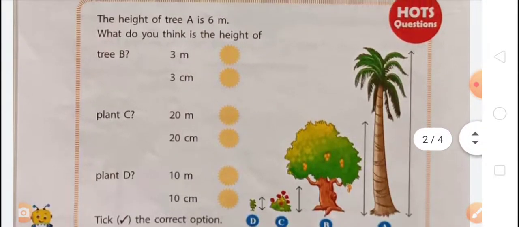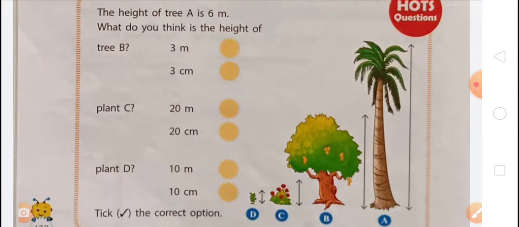And now you have to look at the next question, that is a hot question, and you can see it on your screen. Let's see. The height of tree A is 6 meter, and what do you think is the height of tree B? You can see here that tree B is half of the tree A, so the length of tree B will be 3 meter. So we have to take 3 meter.